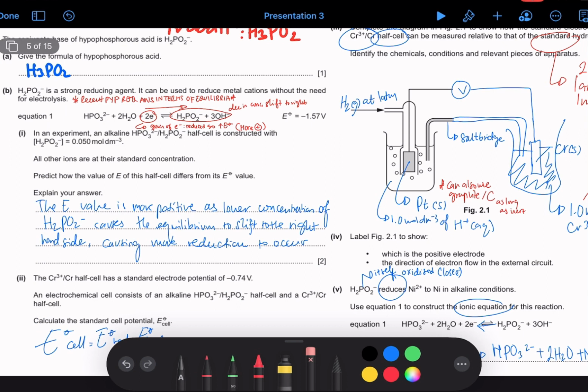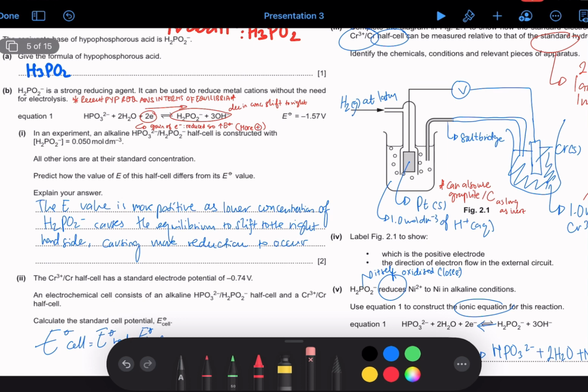H2PO2- is a strong reducing agent. It can be used to reduce metal cations without the need for electrolysis. So you're given the equation. Gaining of electrons, so reduction is the forward reaction, and oxidation is the backward reaction.